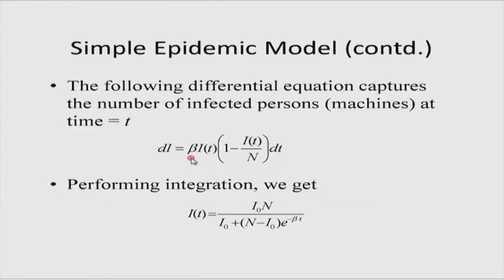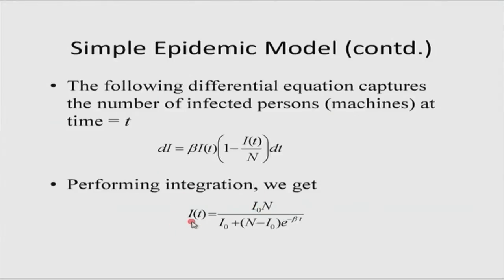You attempt to infect all these, but the extra ones that you infect, the new ones, are not all of these, but this multiplied by the probability that the machine has not yet been infected, which is (N minus I) divided by N, the total number of machines minus the number of already infected machines, divided by N. So this differential equation captures the number of infectives at any time t. Now you integrate both sides, and you get this.